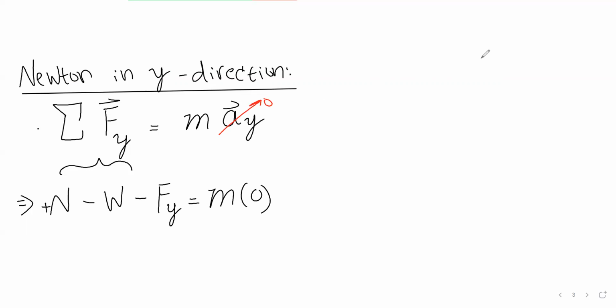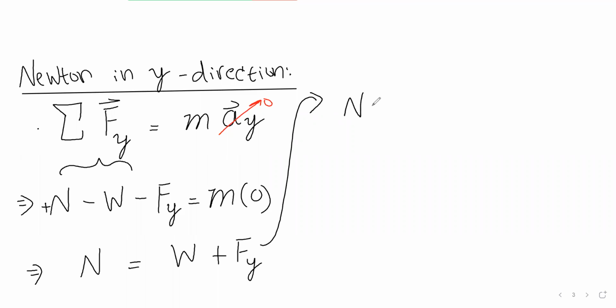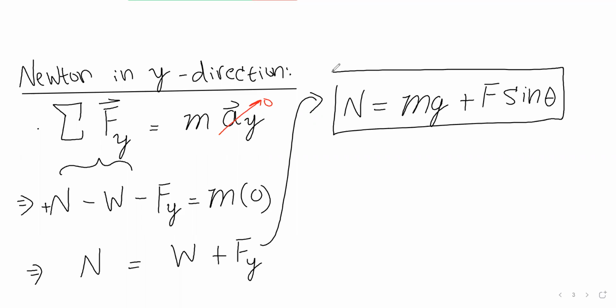Since the block has no vertical motion, it doesn't move up and down, acceleration in the y direction is 0. N equals W plus Fy. Because again, my right-hand side is 0, so I add W and I add Fy to the other side. Good. Next, I replace W with mg. Fy is F sine theta. Here's my equation 2.